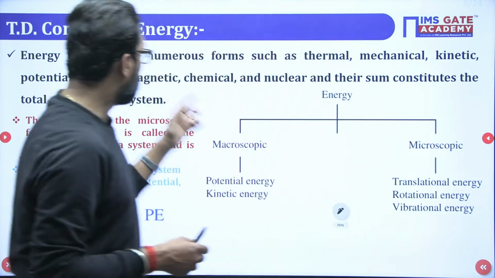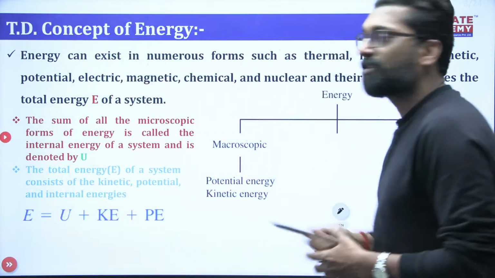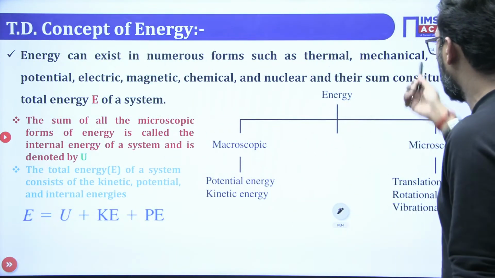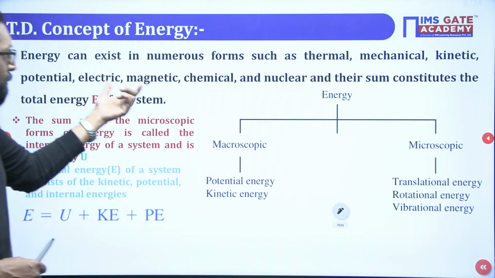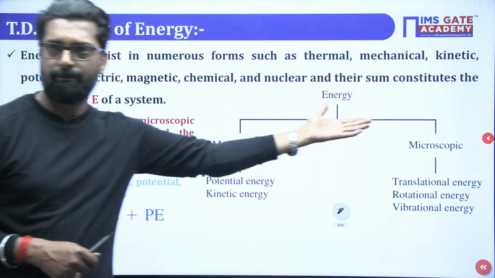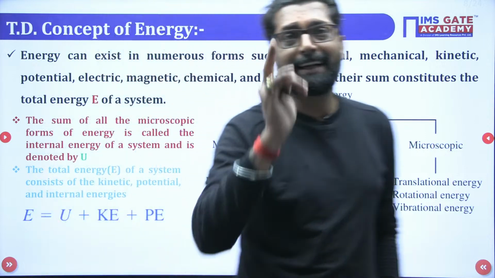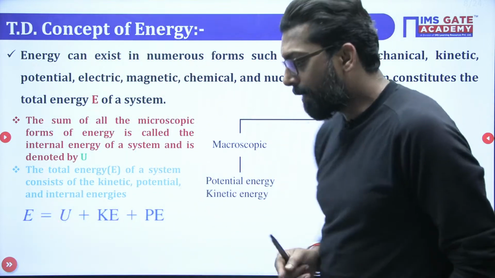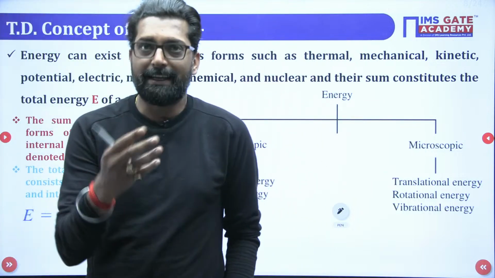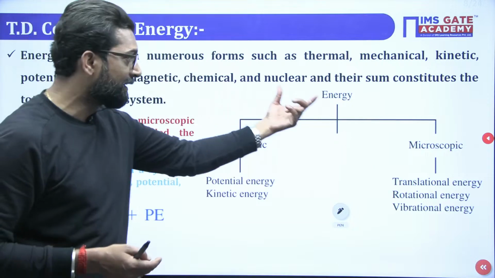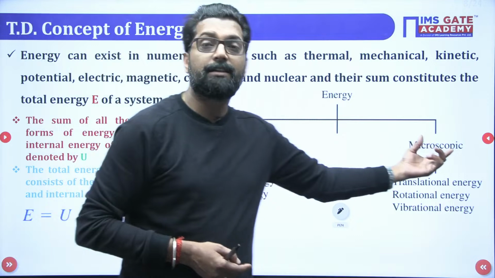According to thermodynamics, energy can exist in numerous forms such as thermal, mechanical, kinetic, potential, electrical, magnetic, chemical, nuclear, and their sums. One thing is very important: if someone asks you what kinetic energy and potential energy are, it is energy associated with two terms, one macroscopic and the other microscopic.